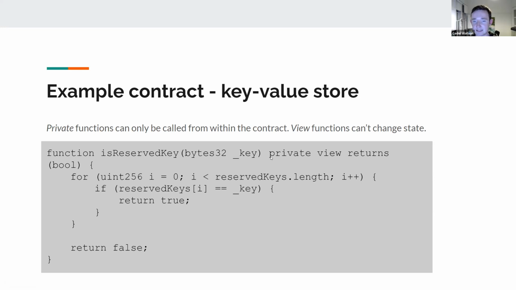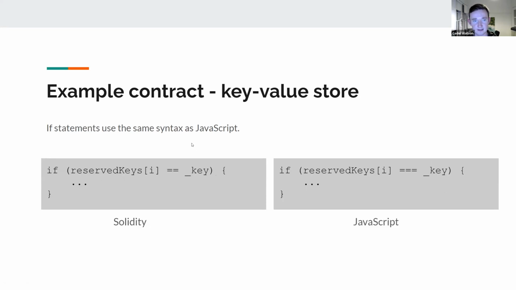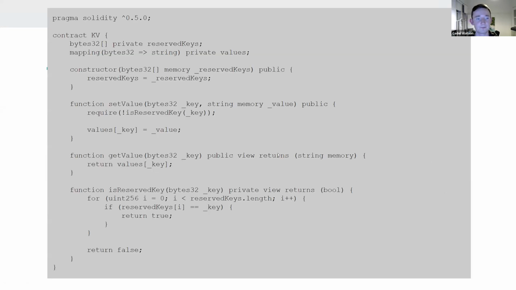Because we've marked this as private, it means that it can only be called by other functions in this contract. You know, I couldn't call this isReservedKey function as a user. So we've got for loops, they're the same as JavaScript. We've got if statements, they're also the same as JavaScript. So you can do if, else, and so on. And so we end up with that final KV contract, in a very whirlwind way.